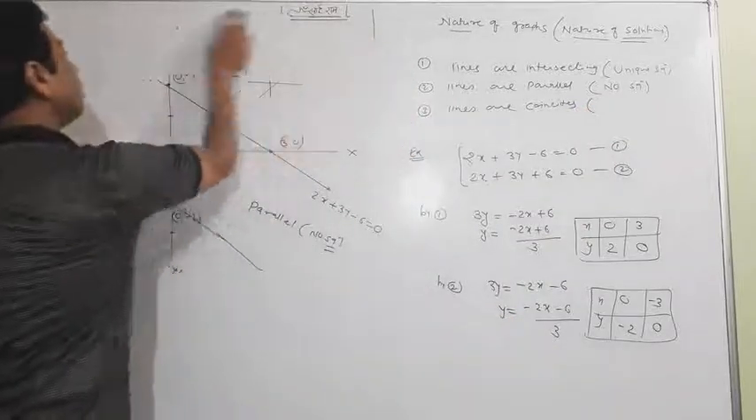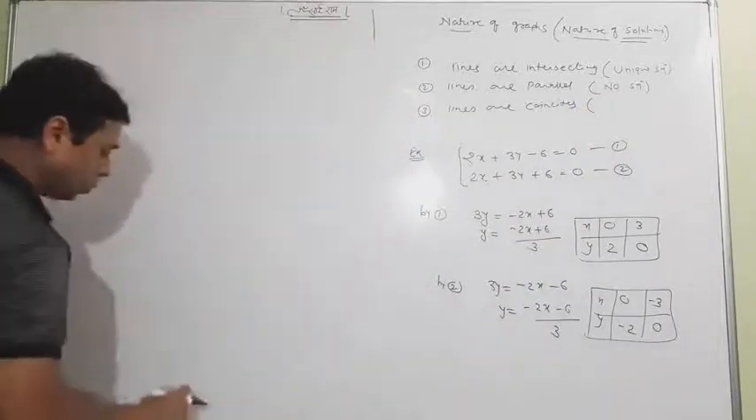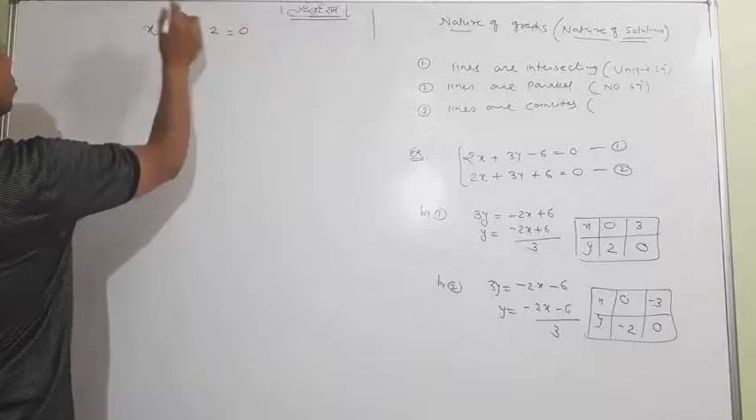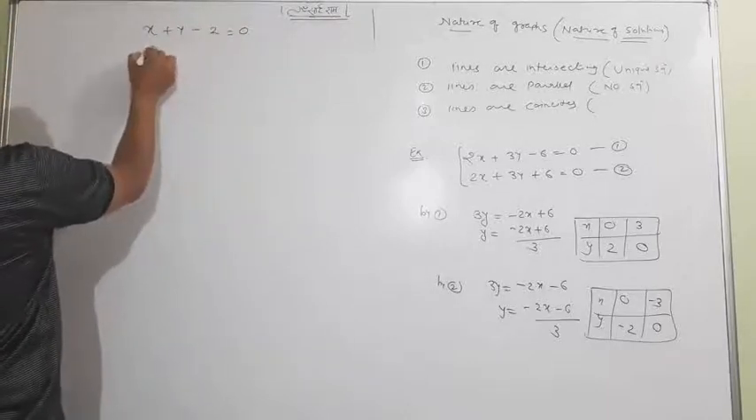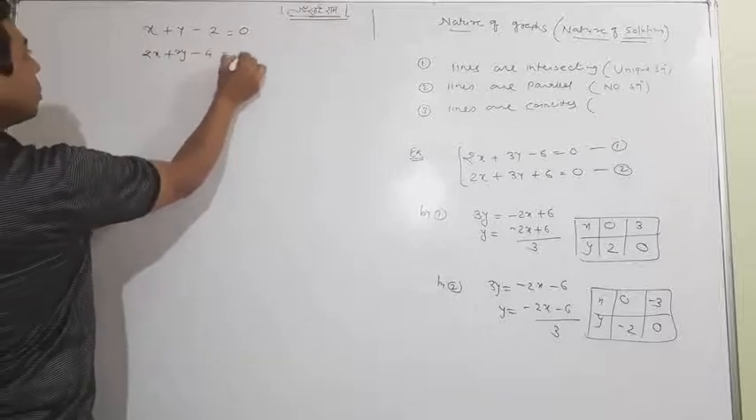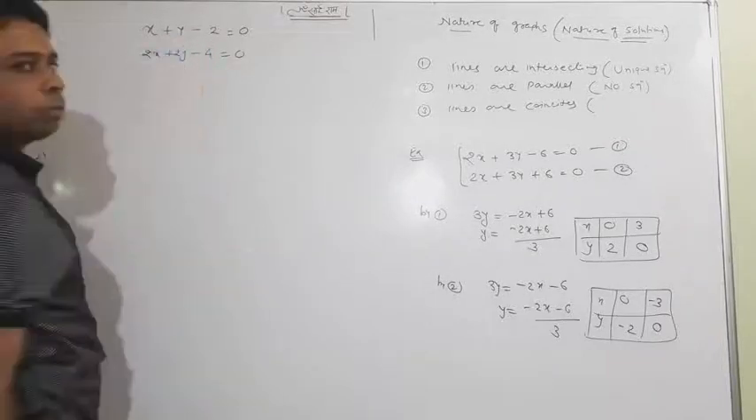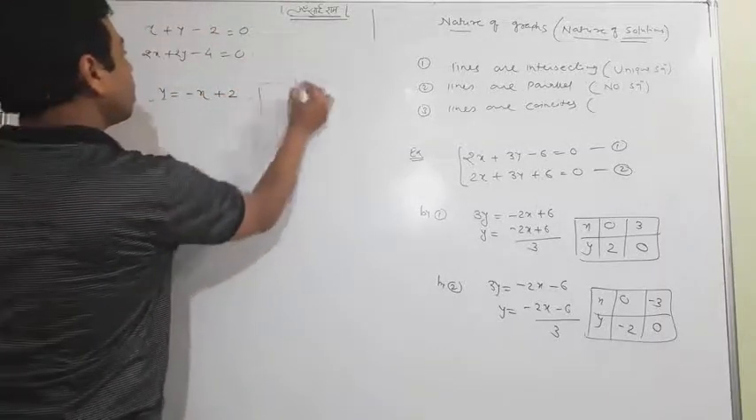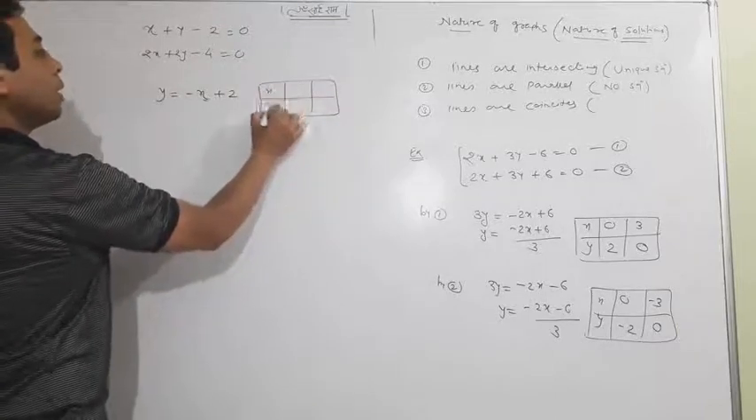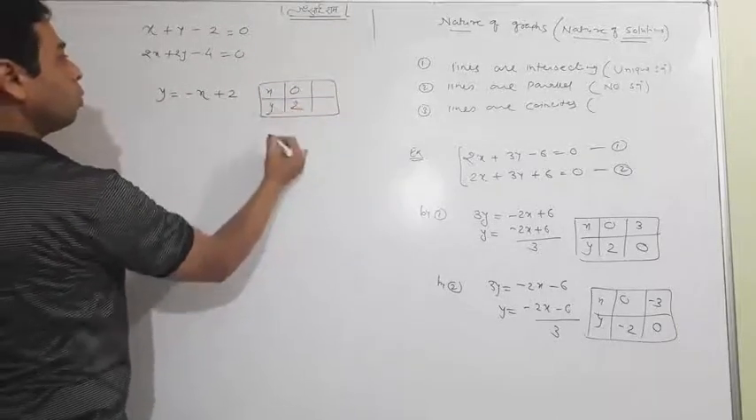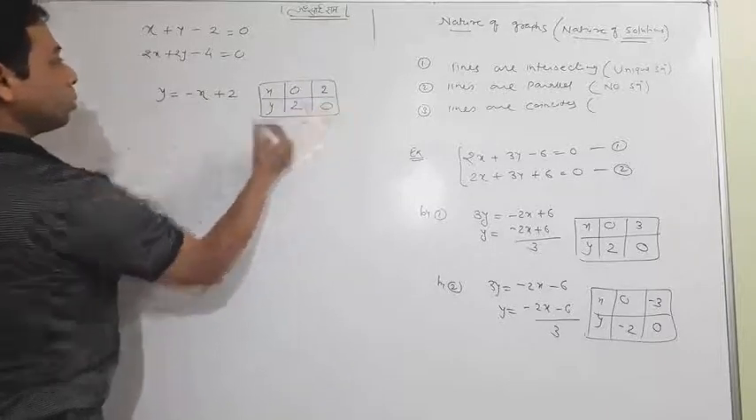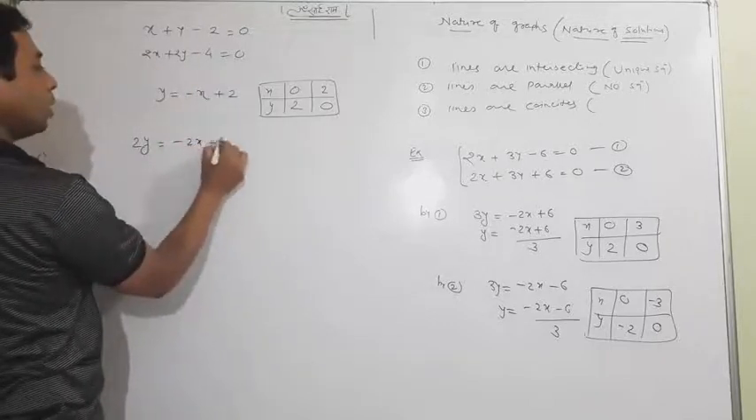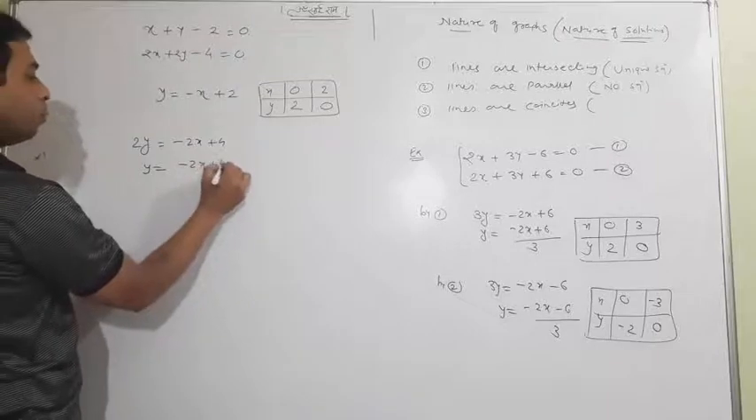even if you are confused, I will tell you one example. Suppose it is x plus y minus 2 is equal to 0, and I am telling you again 2x plus 2y minus 4 is equal to 0. Now choose the values. First, y is equal to minus x plus 2, and make a graph quickly. x is equal to 0, y equal to 2, and x equal to, suppose, 2: minus 2 plus 2 is 0. Now I will go with the second. 2y is equal to minus 2x plus 4, y is equal to minus 2x plus 4 upon 2.